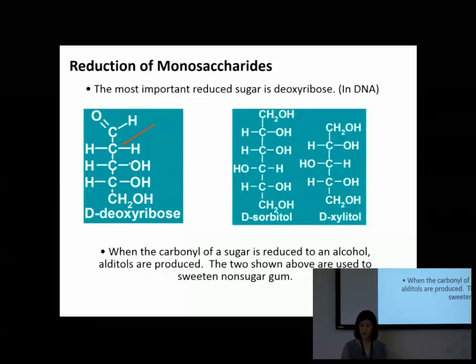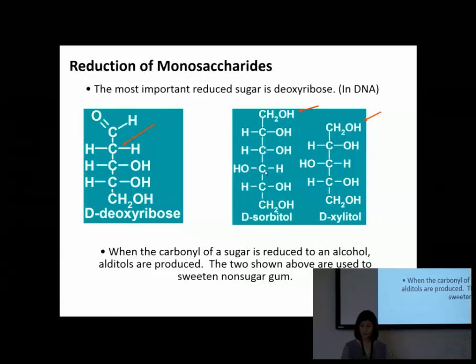If you're chewing gum right now, then you can probably look at the ingredients and find sorbitol or xylitol as the non-sugar sweetener in your gum. So that's something we do. By reducing that aldehyde to an alcohol, it keeps the sweet taste, but it's not a sugar anymore.